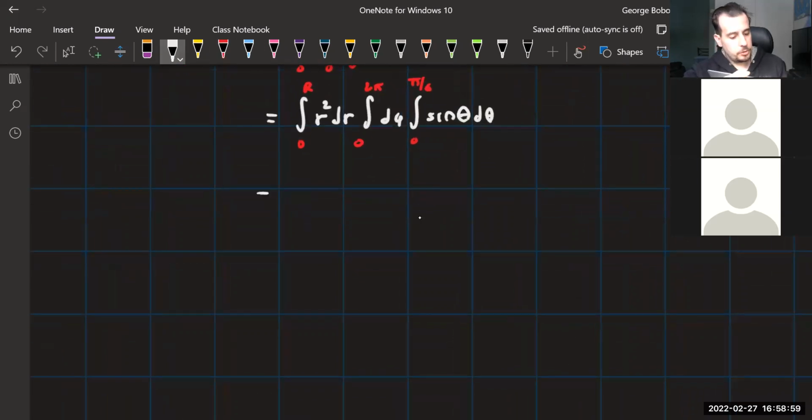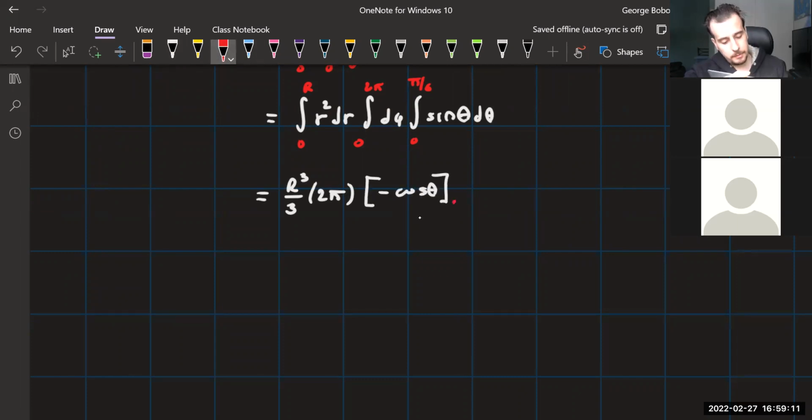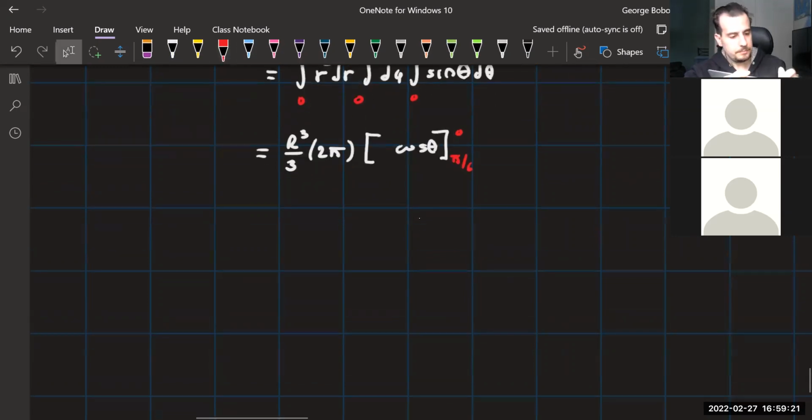From the first one you get r cubed over 3. From the second one, 2 pi. And from the third one, again, you'll have to evaluate it. It's going to be negative cos, evaluated between these values. But because we have the negative, I might just absorb it in the bounds and write it as pi over 6 to 0 instead, to take care of the negative.